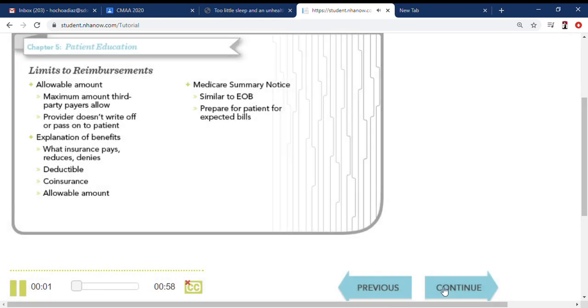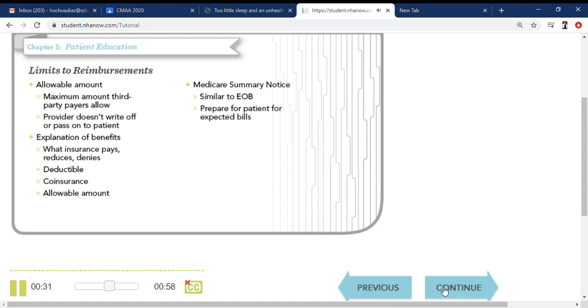There are limits to how much the insurance company reimburses for the cost of a procedure. This is the allowable amount, or the maximum amount of money many third-party payers, both government and private insurance companies, allow for a procedure or service. The provider doesn't write off or pass on the allowable amount. The difference between the billed amount and the allowable amount is what's written off or passed on to the patient.